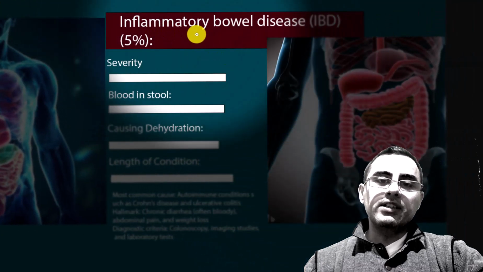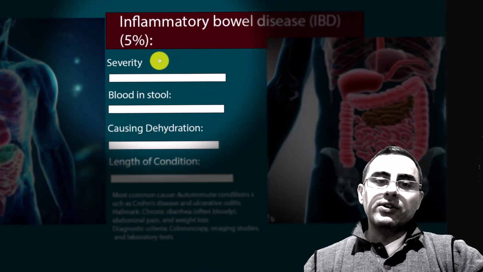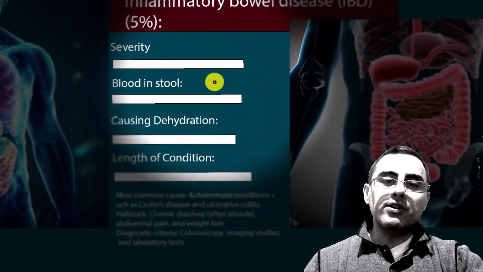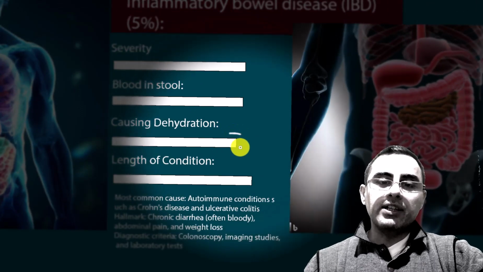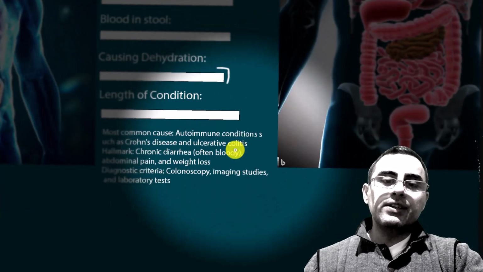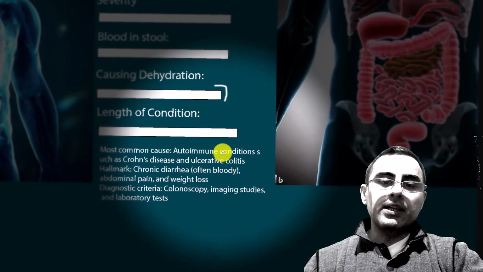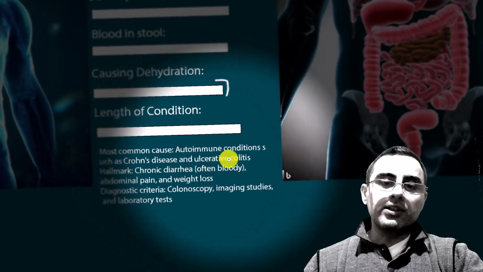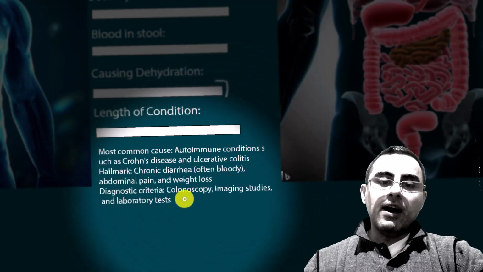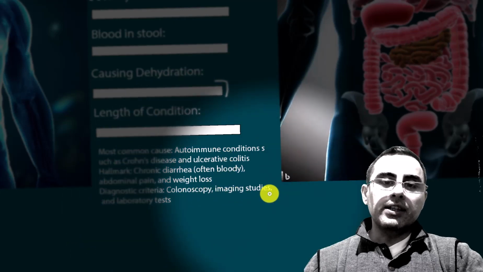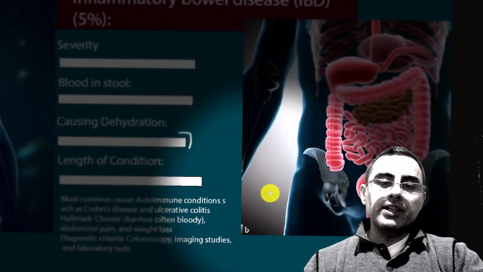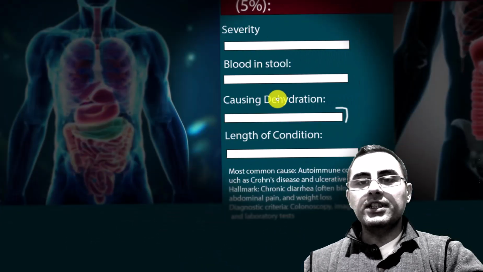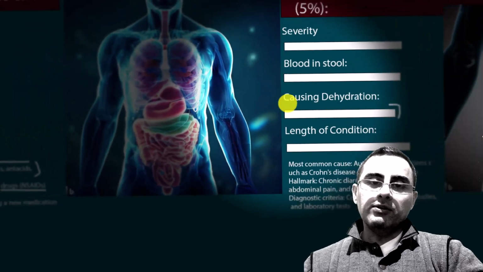Inflammatory bowel disease is much rarer but a serious condition which can cause diarrhea. Diarrhea severity is high. Blood in the stools occurs in many cases. It can cause dehydration. It can cause severe abdominal pain. Diarrhea is usually bloody and it can cause weight loss. Diagnostic criteria are colonoscopy, imaging studies, and laboratory tests. Ulcerative colitis and Crohn's disease are the most common causes of inflammatory bowel disease, and it usually has an autoimmune basis.